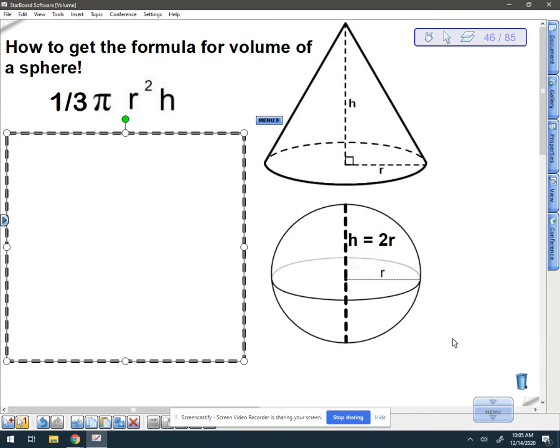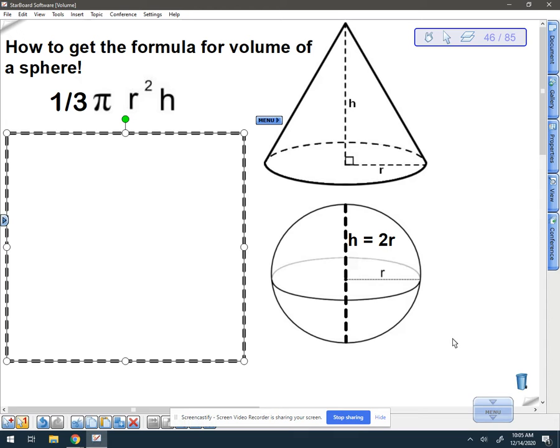All right, so we've gone over how to find volume of a cylinder. We've gone over how to find volume of a cone. So now we're going to talk about how would you find the volume inside of a sphere? How do you find the space inside of a sphere?